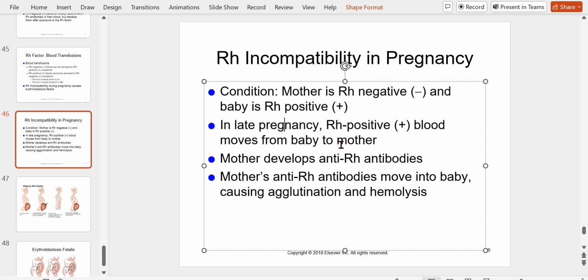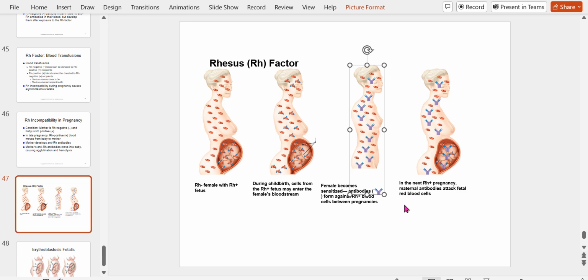So in late pregnancy, RH positive blood can and does move from baby to mother. In this case, you're exposing mom to this positive. So mother develops anti-RH antibodies in the plasma. You remember floating around? So mother's anti-RH antibodies move into baby, causing agglutination and hemolysis, right? So in the first pregnancy, it's not a problem. But second pregnancy, traumatic. So let's have a look here.